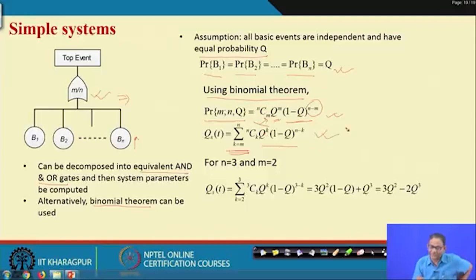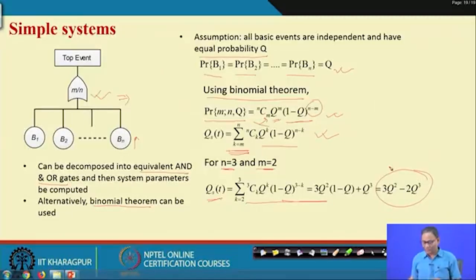So, that is our probability for the voting gate, when m out of n combinations lead to the top event occurring. The unavailability of the system can be computed using this equation, provided all the basic events have equal probability of occurring and the basic events are independent in nature. For example, if we choose n equal to 3 and m equal to 2, then QST, just putting k equal to 2 to 3 in this equation, will be 3q square minus 2q cube. Now, you know the q value; if q is 0.5, you can put in 0.5 and you will get the system unavailability. Okay.